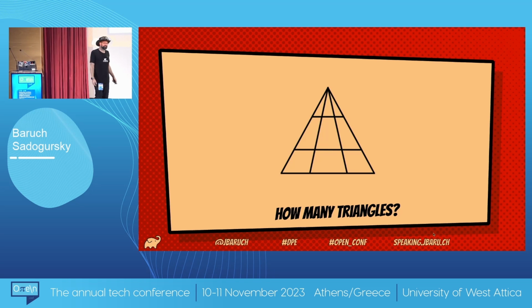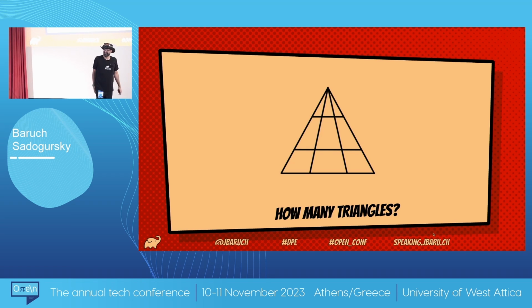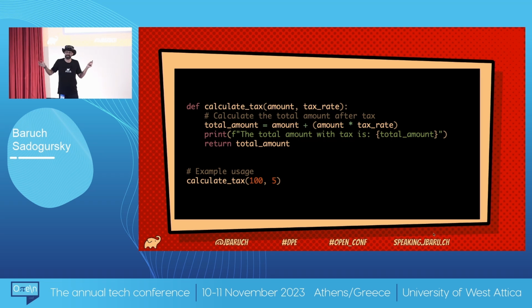Seven, 12. Okay. All right. Okay. The correct answer doesn't matter. It's actually 18, but it really doesn't matter. I took you off the context of code. Let's get back to code.